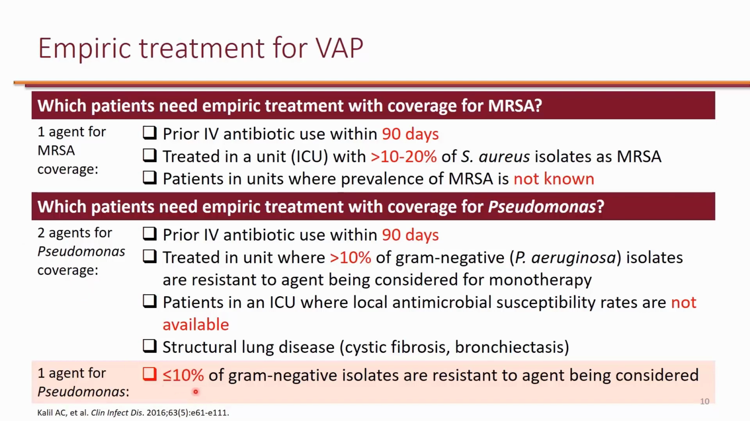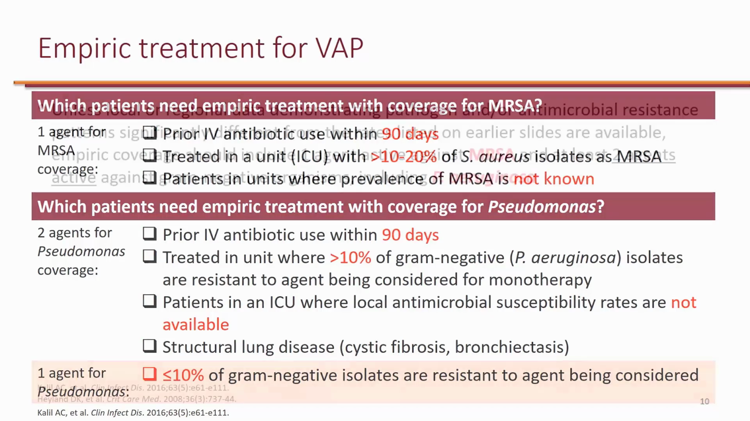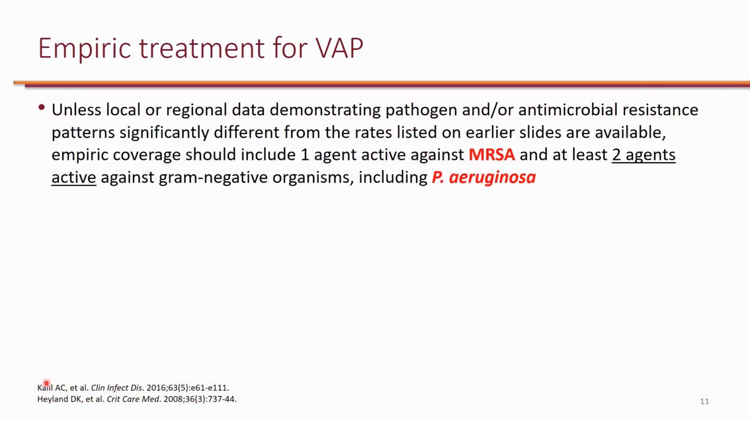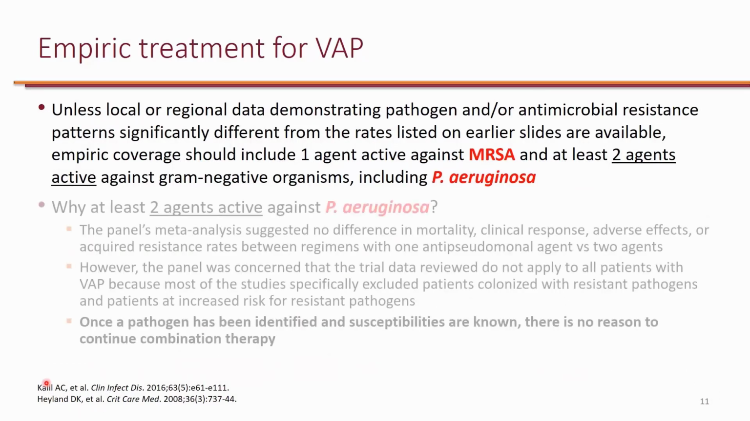Now, if we are in an ICU where the susceptibility rate for a specific agent is more than 90%, in other words, the rate of resistance is less than 10%, then a single agent is sufficient. Now, keep in mind that most anti-pseudomonal antibiotics, with the exception of delafloxacin, do not cover MRSA. So when we use two agents that are active against Pseudomonas, we typically end up adding a third agent for coverage of MRSA, so typically vancomycin.